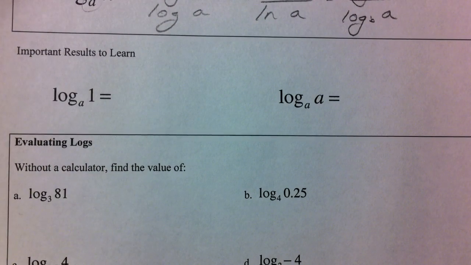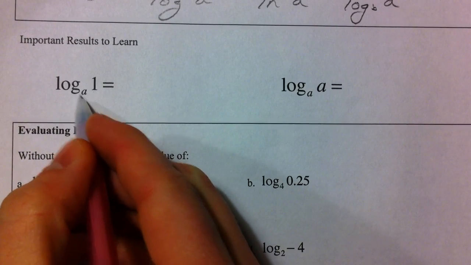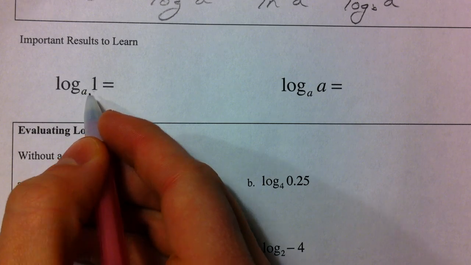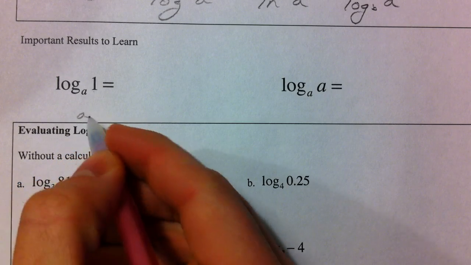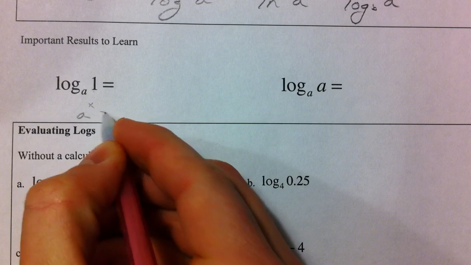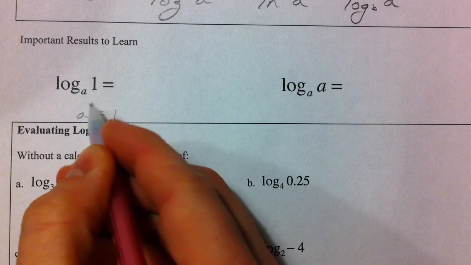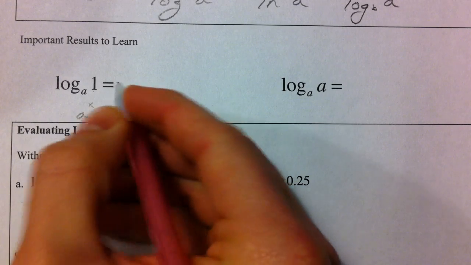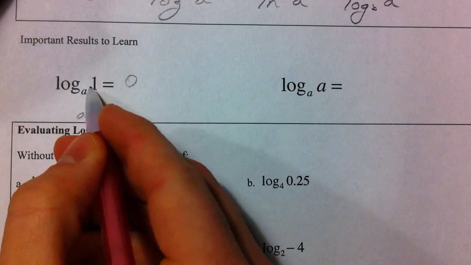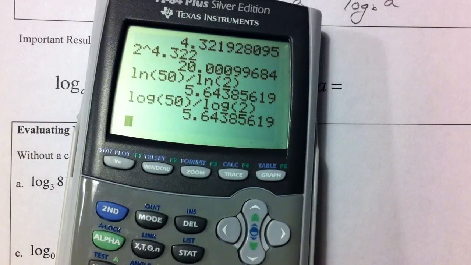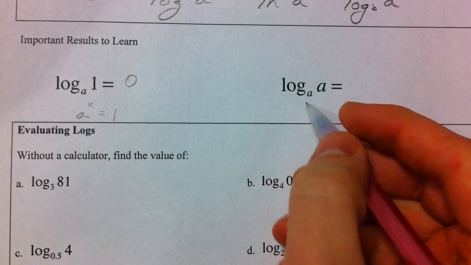Now, important results that we need to learn that we should be able to do very quickly. Anytime you have the log, no matter what the base is, of 1, if you convert this to exponential form, what we're saying is a to some power has to equal 1. Well, a to what power equals 1? A to any power, anytime x is 0, you get 1. Anything to the 0 power is 1, and so anytime you take the log of 1, you get 0. So the log of 1 is 0. Got to know it with or without a calculator.